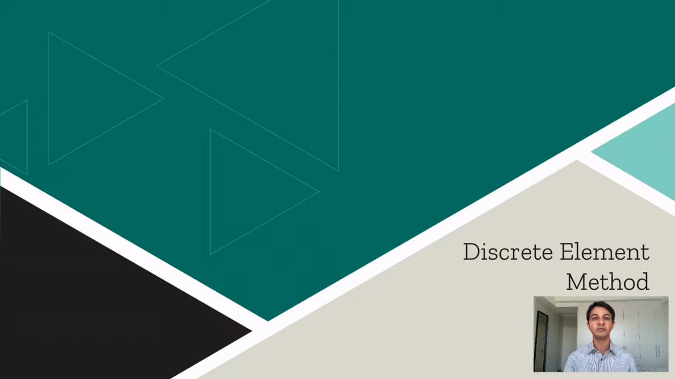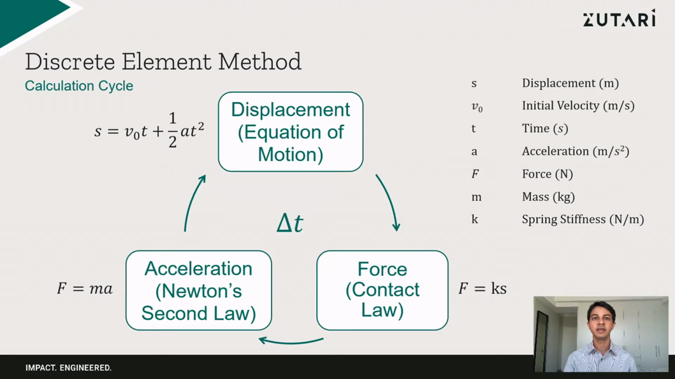I will now give a brief description of how the discrete element method works. This method is a calculation cycle which solves for forces, displacements, and accelerations of individual particles. The method makes use of an equation of motion, a force contact law, and Newton's second law to do this. The discrete element method is an example of performing repeated, similar calculations about a time step delta t.